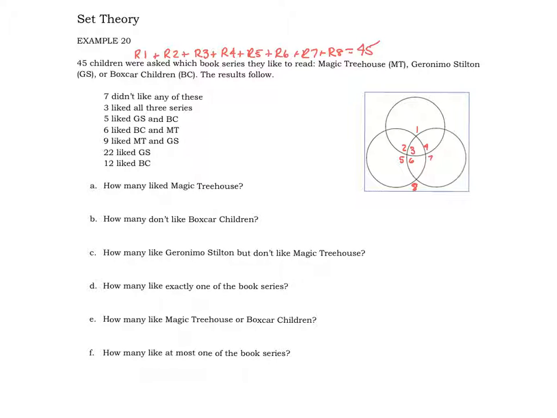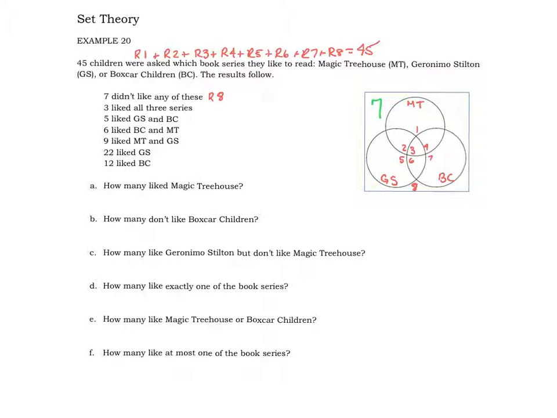Okay, so they like to read Magic Tree House. I'll go ahead and make this Magic Tree House up here. Geronimo Stilton, put that down here. And Boxcar Children, I'll put that over here. The results are below. 7 did not like anything. Okay, now that is region 8. Okay, so that is only one region. I am ready to go ahead and label that right now. So we have 7 for region 8.